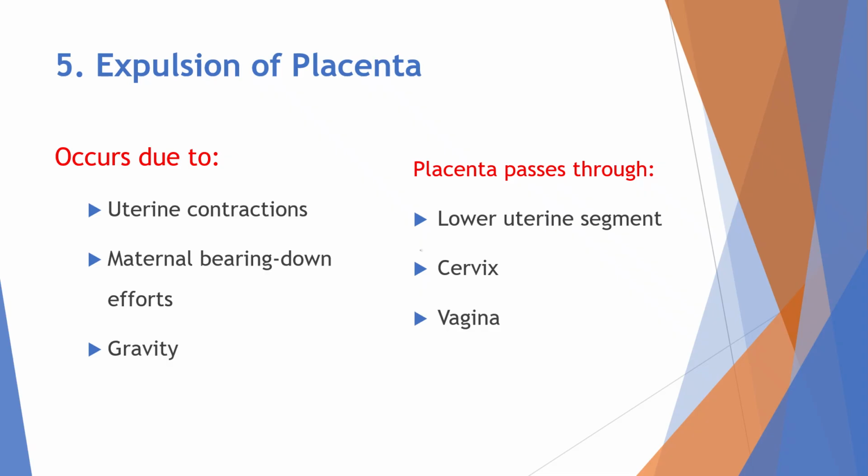After separation, the placenta passes through the lower uterine segment, then through the cervix, and finally comes out through the vagina. Once the placenta and membranes are expelled completely, the third stage of labor is considered complete.